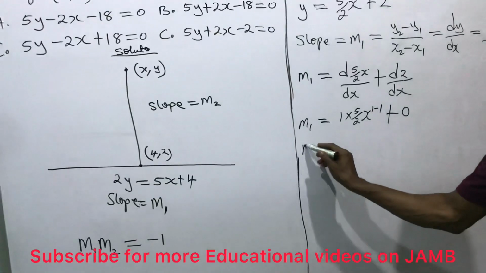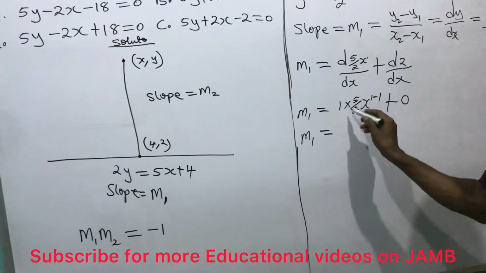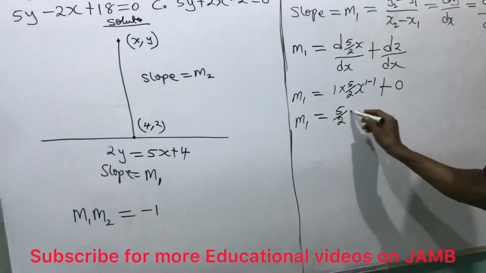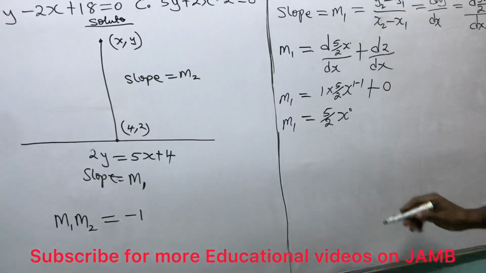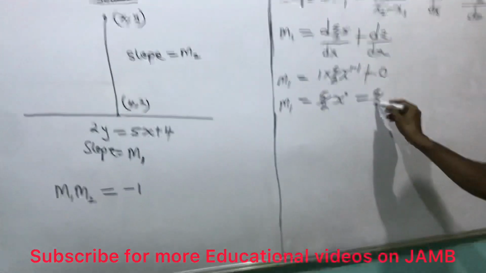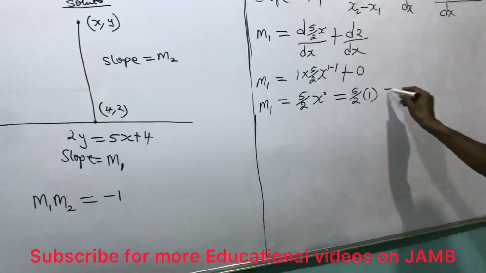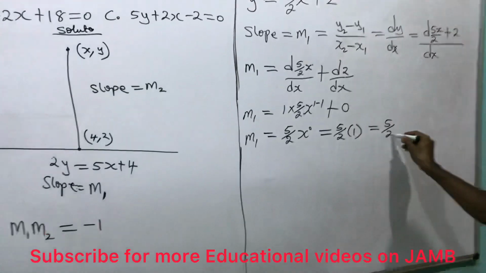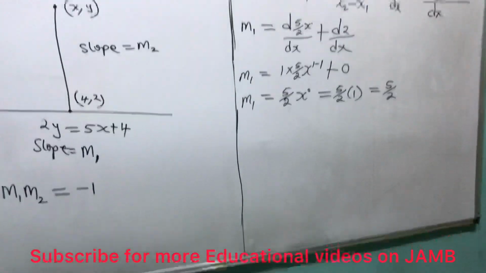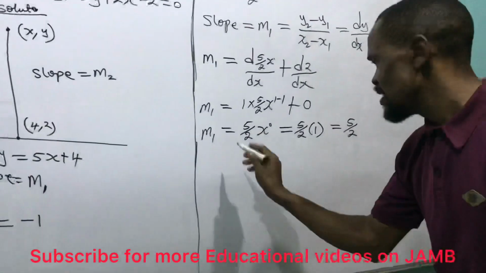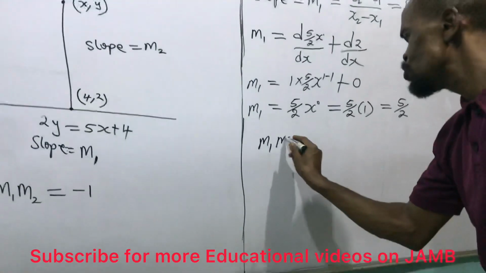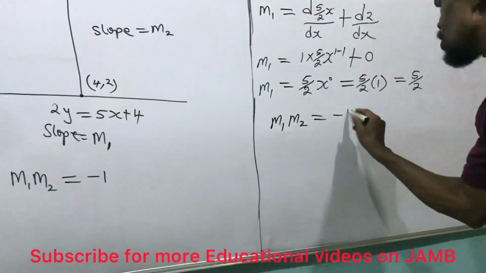I will have that M1 is equal to 1 times anything, which is that thing, and x is raised to power 0. And anything raised to power 0 is 1. That means 5 over 2 times 1, and that means 5 over 2 is my M1. That's how I've gotten my M1. Then I can now say, remember what we said, that M1 times M2 is equal to minus 1.